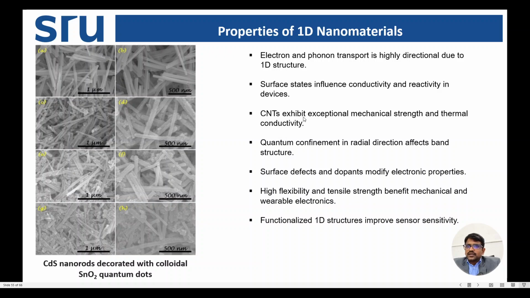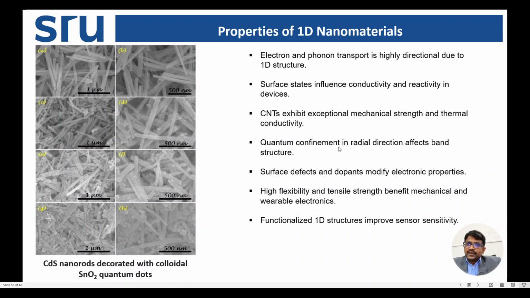Carbon nanotubes exhibit exceptional mechanical strength and thermal conductivity. Carbon nanotubes are very famous and familiar one-dimensional nanomaterials. In CNTs, we have single-wall CNT, multi-wall CNT, double-walled CNT, and also different diameters are available for different applications, for different efficiencies, right? So carbon nanotubes offer exceptional mechanical strength and thermal conductivity.